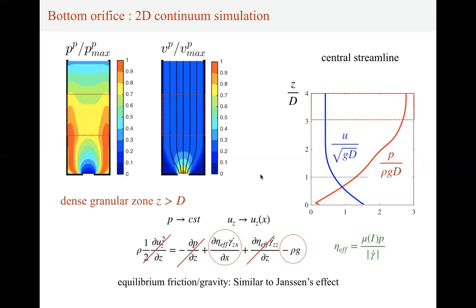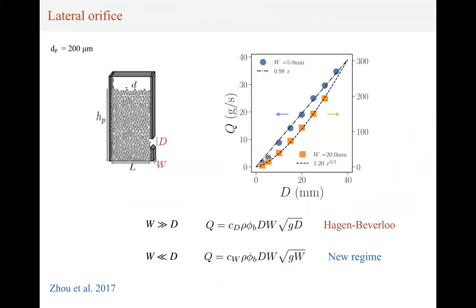So that was for a bottom orifice. What happens if we now consider a lateral orifice? In the experiment, we put the lateral orifice not close to the bottom, but a little bit higher, so we have particles below. And then we vary the size of the orifice for several thicknesses of the silo, W.